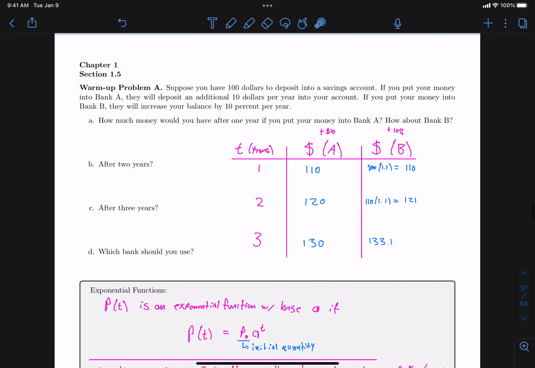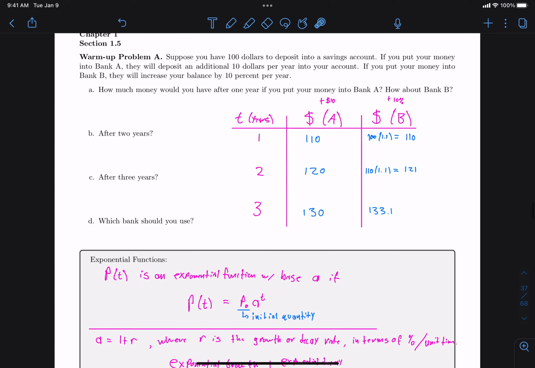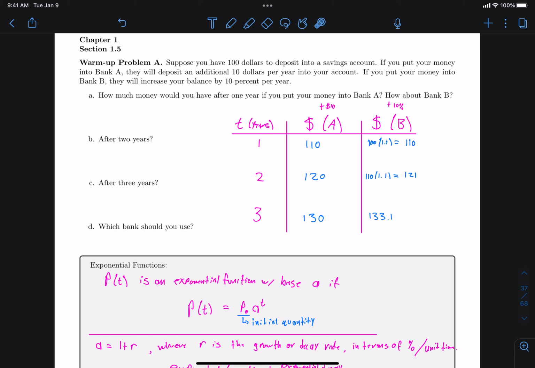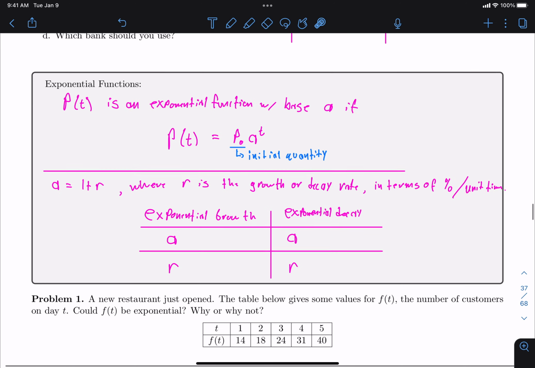But anyways, we can see we prefer compound interest, right? We prefer compound interest to simple interest. So let's see how we can use math to understand how much money I'm going to have in the future if I invest this much in this bank at this time and leave it there for however many years, right? Okay. So to do that, we're going to use exponential functions.